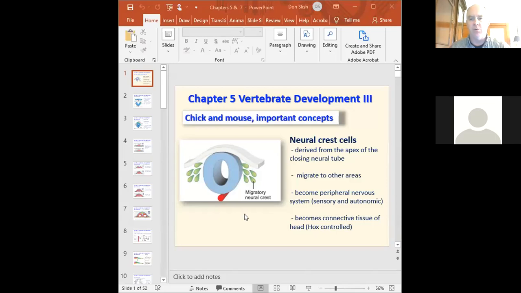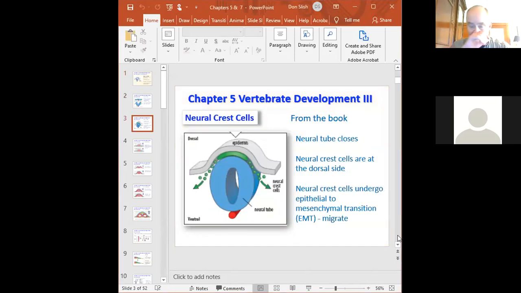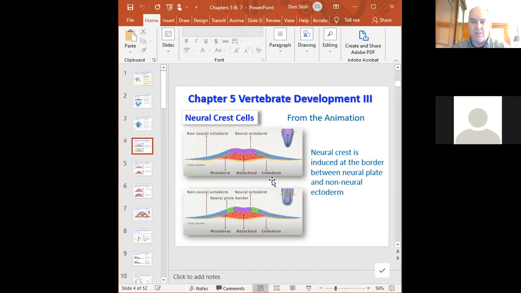All right, neural crest. Where do our neural crest cells come from? As you know, the neural crests come from cells at the dorsal side of the neural tube. They undergo that EMT conversion. They get converted to mesenchymal cells and they crawl off. Now, how does that happen? Glad you asked, because I know the answer to that.